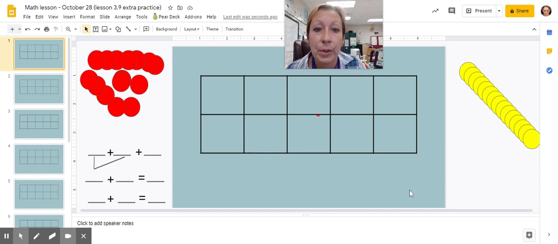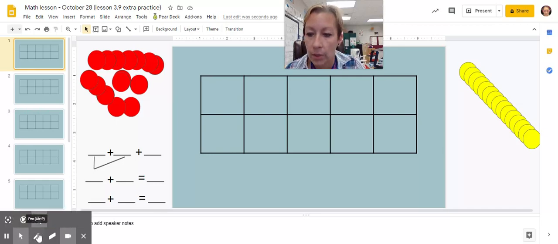Hey guys, today we're going to do some extra practice on our lesson 3.9 in Go Math. Okay, so that was making 10 to add. So let's start with 9 plus 7. Okay, I'm going to put it down here. 9 plus 7. How are we going to make 10 to add?